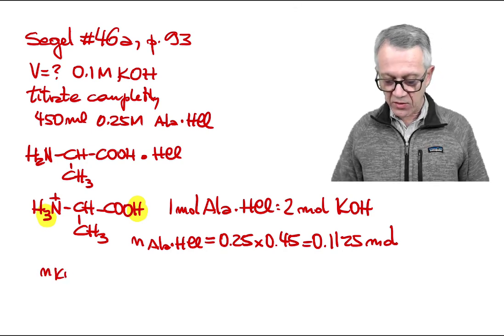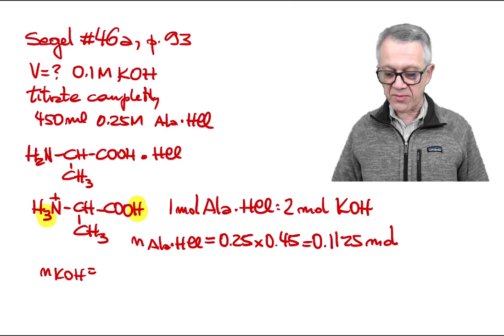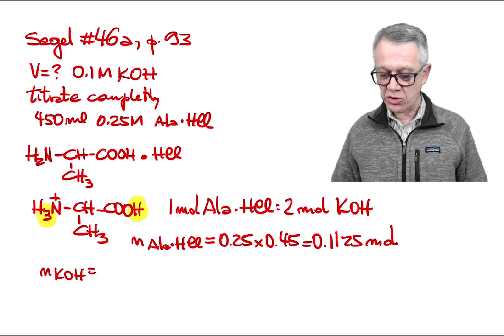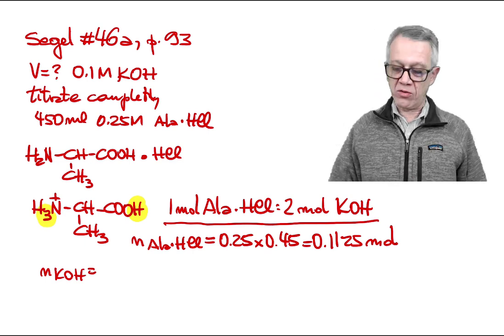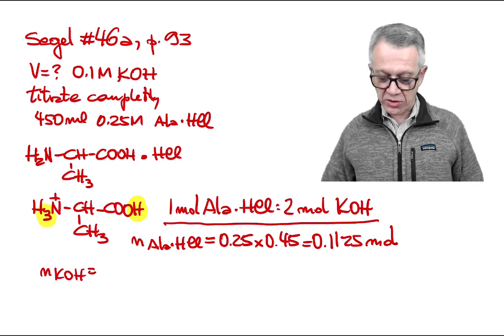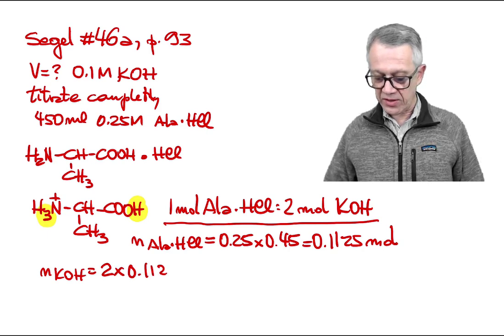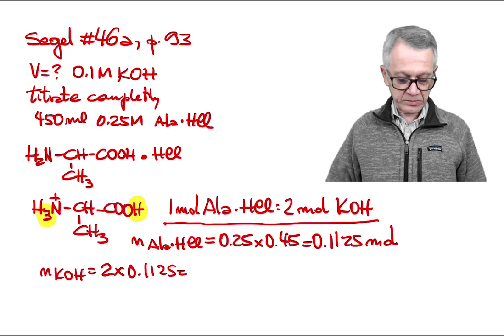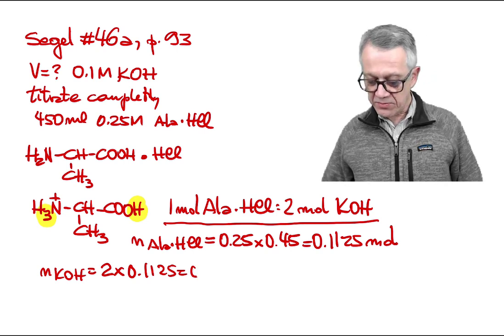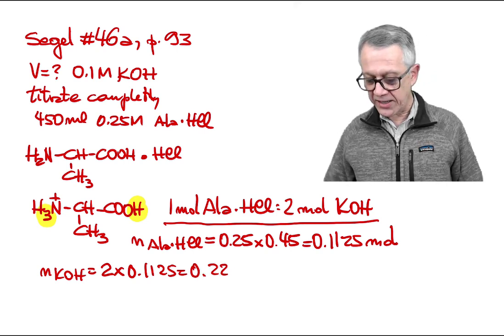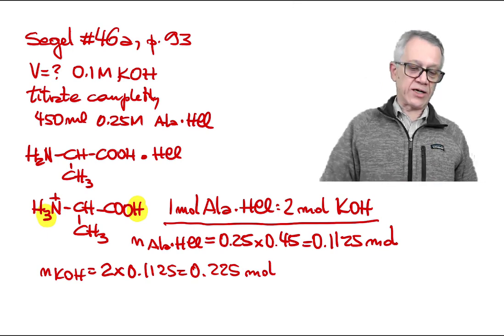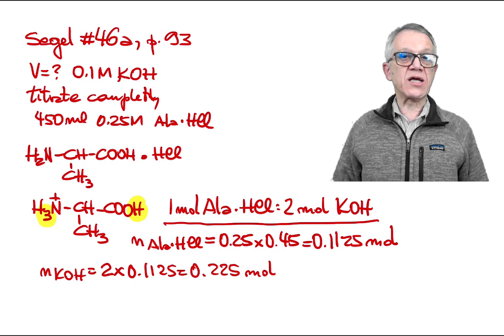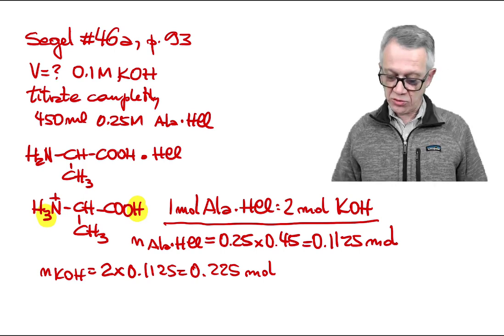but we know that KOH, the number of moles of KOH, is going to be twice as much, because we already analyzed that relationship here, that 1 mole of alanine hydrochloride requires 2 moles of KOH. So that 2 times 0.1125, which gives us 0.225 moles of potassium hydroxide. The problem is asking the volume that needs to titrate that.